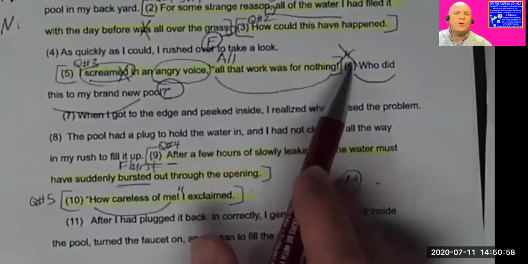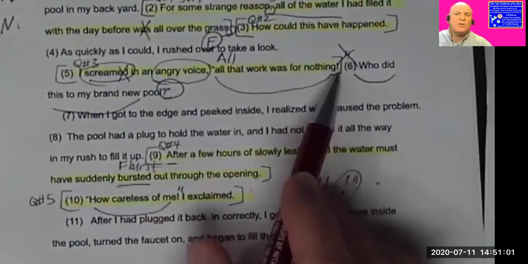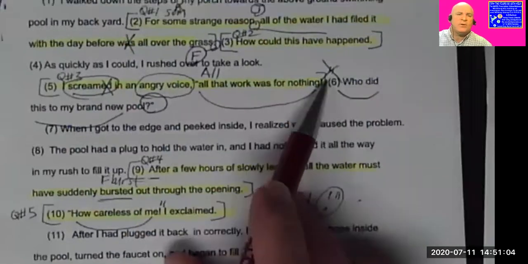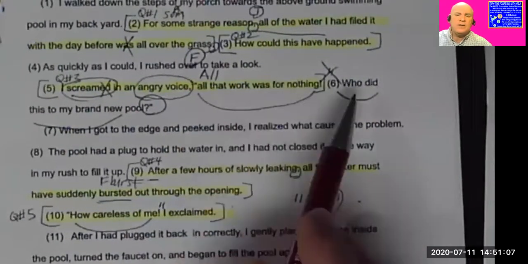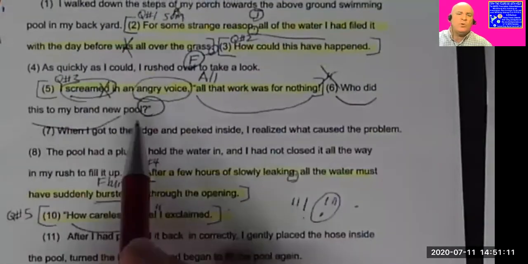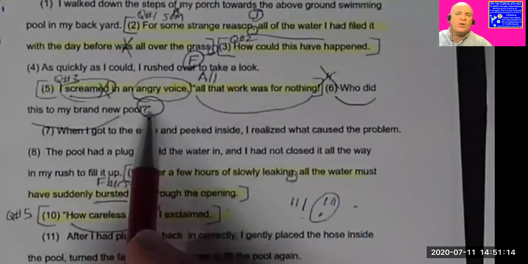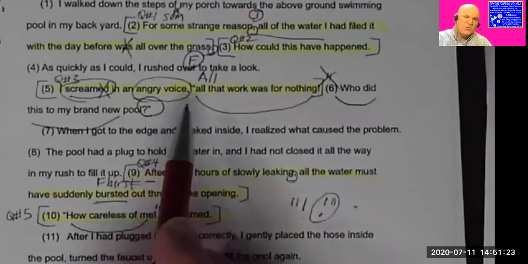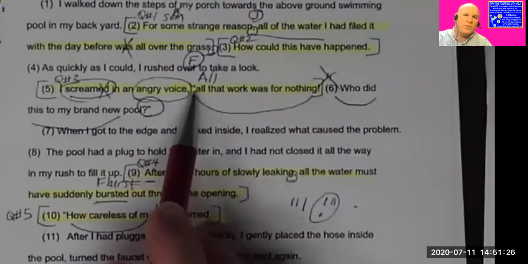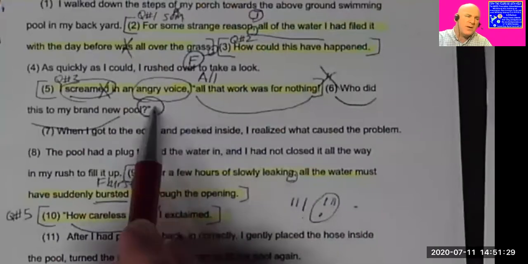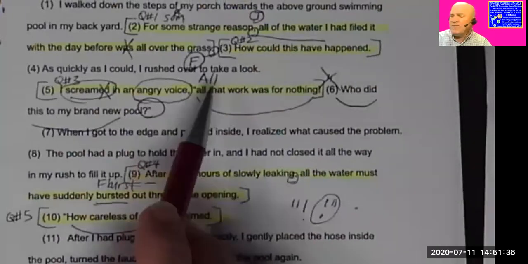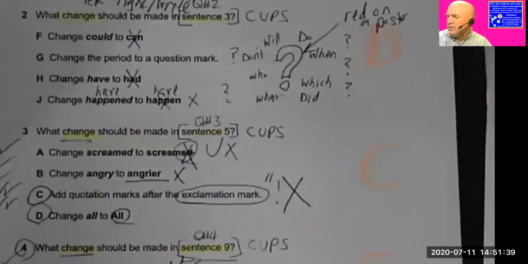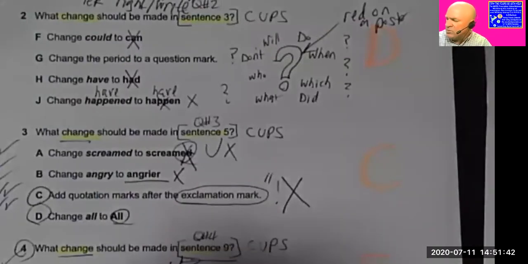And we thought, oh, we need quotation marks because we're done talking. No, we're only done with this sentence. Since the same person, I, is talking on the next sentence, who did this to my brand new pool? Question mark, quotation. You don't put your quotation marks until you're done speaking if you're going to say something for two or more sentences. So it's sort of like pushing play record when the person starts talking and pushing the stop button when they finish talking. So hopefully that makes sense. We need to have a capital because it's the first word in a direct quotation, okay?